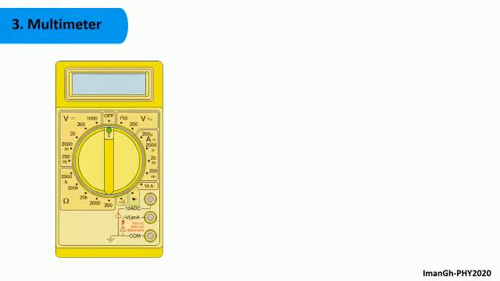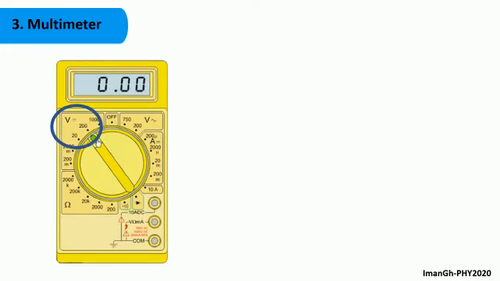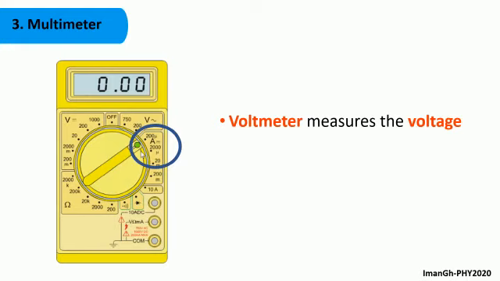To measure the value of the current and voltage, we can use a multimeter. You have probably seen a multimeter at home before. The multimeter can function as a voltmeter to measure the voltage, or as an ammeter to measure the current.